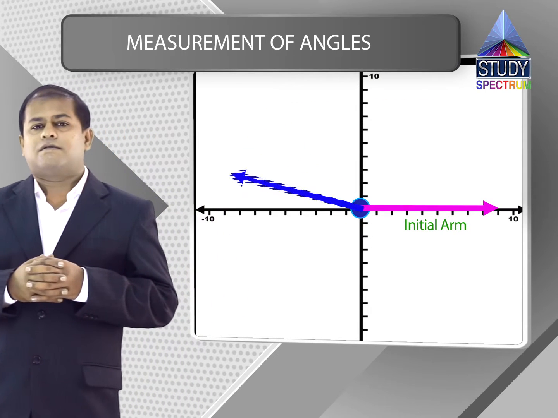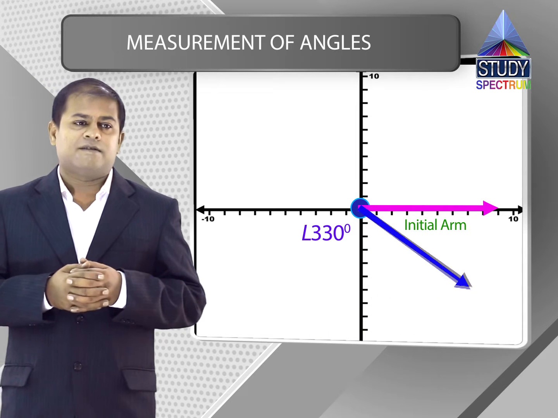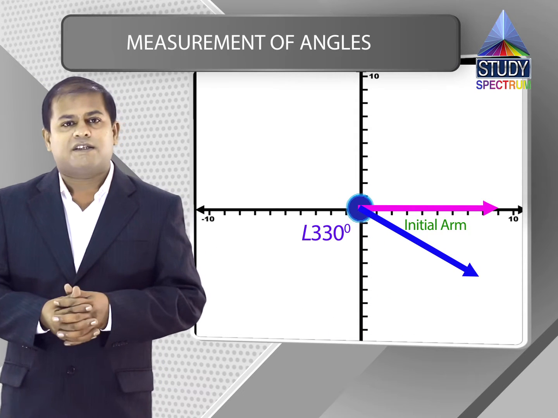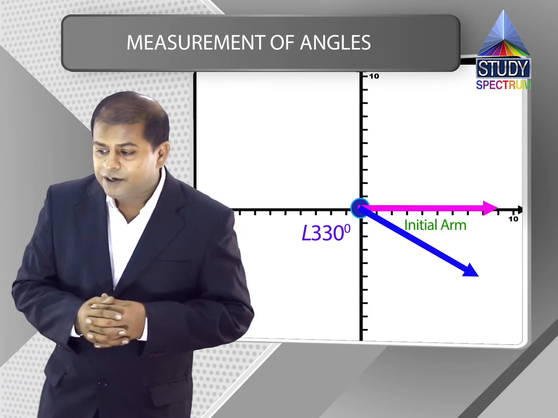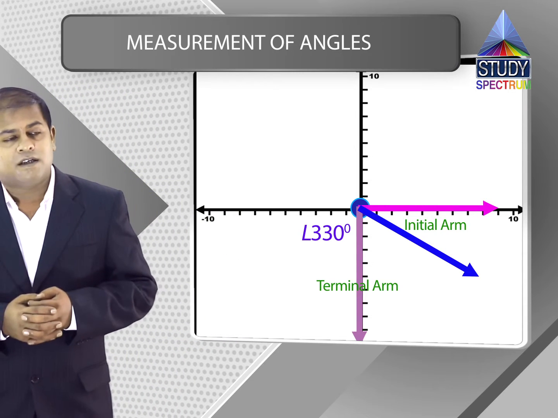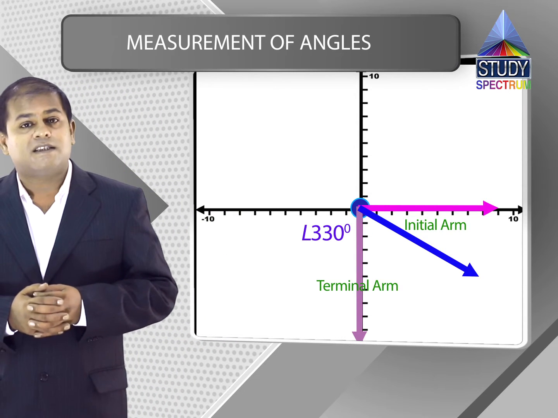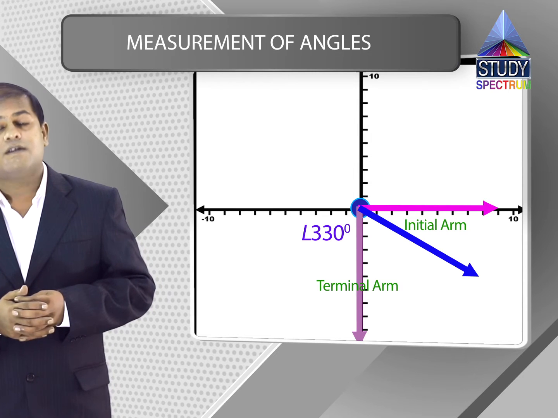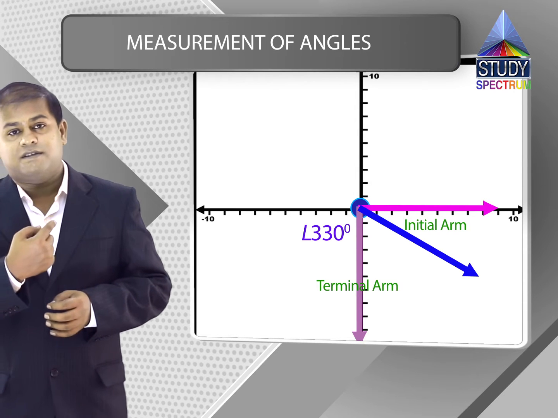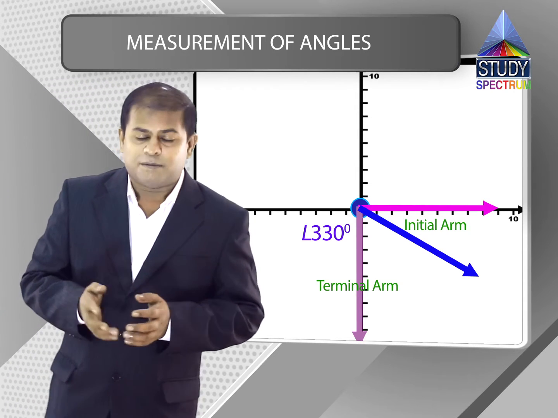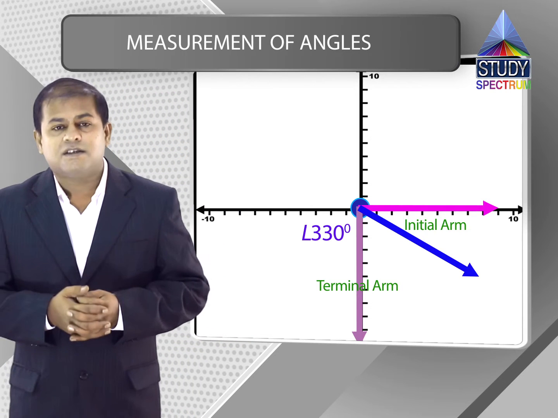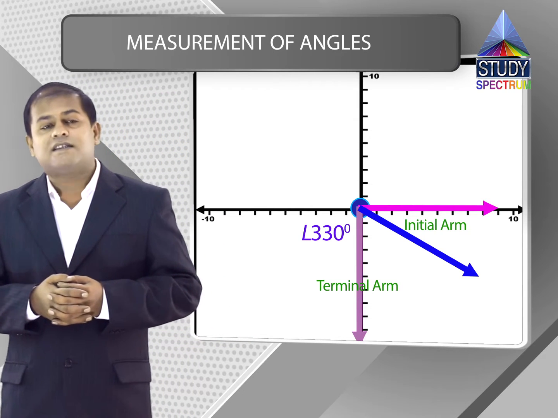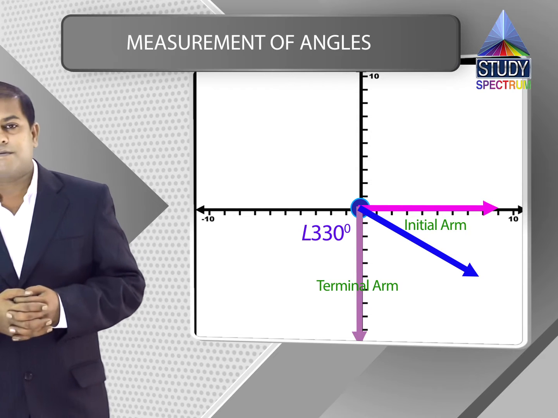330 degree, an angle of measure 330 degree. Initial arm once again is the same, positive direction of x-axis. Now the question is, where does the terminal arm lie? The terminal arm of 330 degree lies in fourth quadrant, right? Terminal arm of 330 degree lies in fourth quadrant. So I'll say 330 degree lies in fourth quadrant.